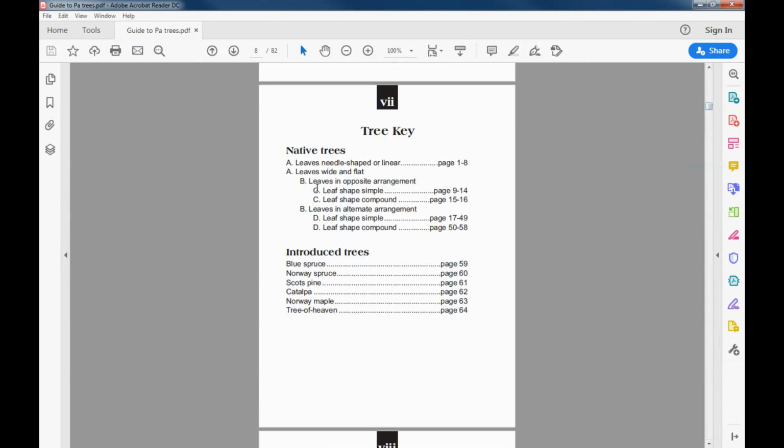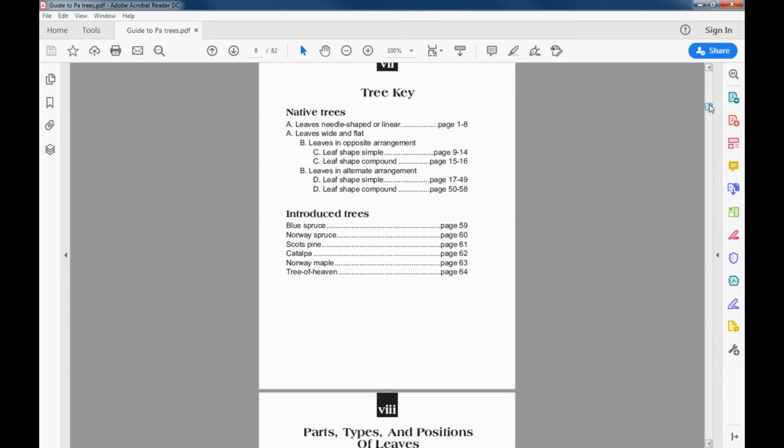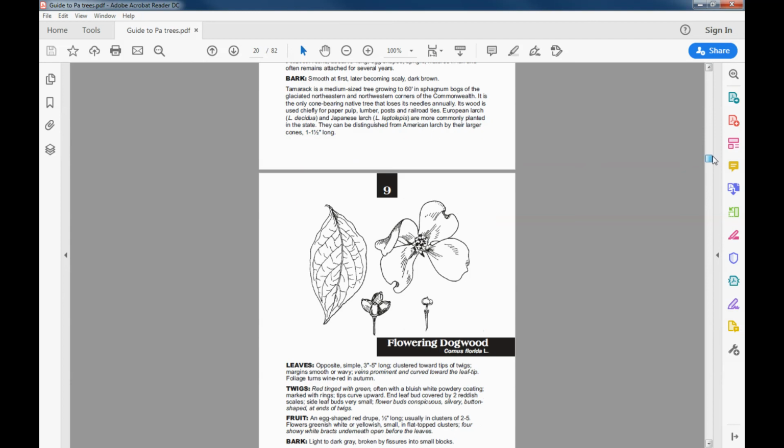So if they are opposite in arrangement, and let's just say they're simple, it's going to be 9 through 14. If they're opposite and compound, it's going to be 15 and 16. If they're alternate and simple, it'd be 17 through 49. If they're alternate and compound, that would be 50 through 58. Then you narrow it down. There's only a few leaves. At that point, you read the information about those 5 or 6 different options you have.